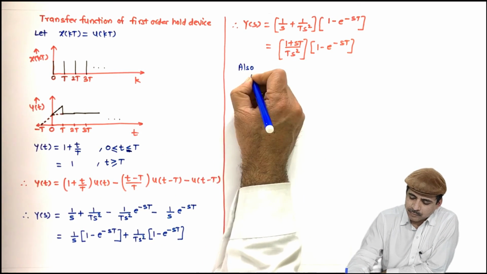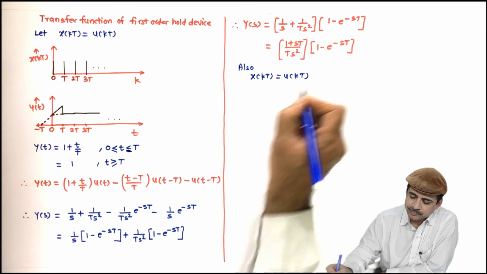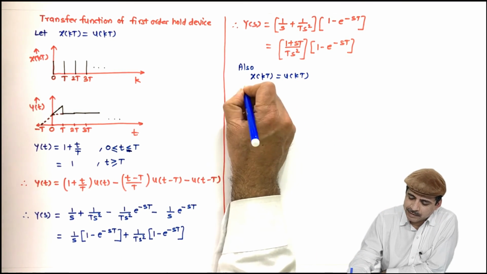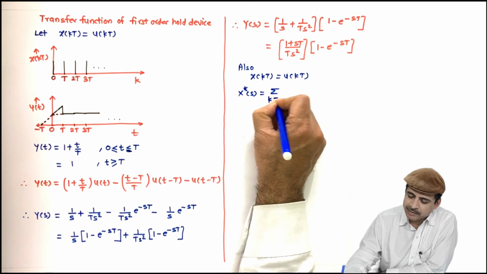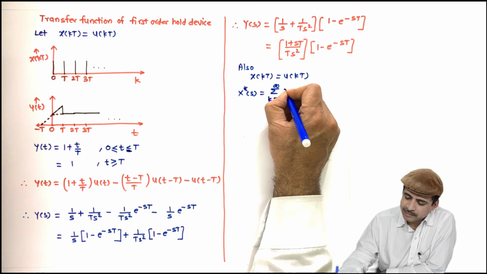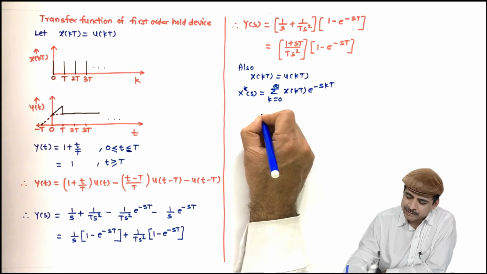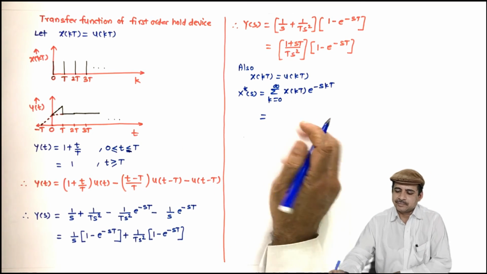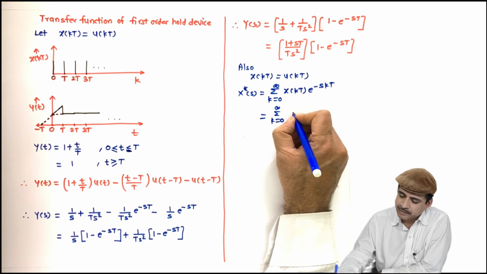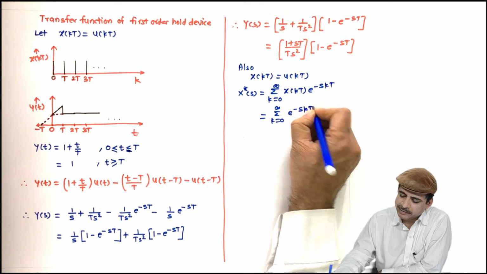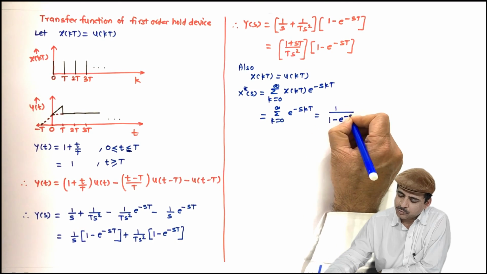Also, what is x of kT? x of kT is u of kT. So x star s is the Laplace transform of x of kT, which is given as summation k equal to 0 to infinity x of kT e raised to minus skT. We have done this in the last class. x of kT is 1, so it is equal to summation k equal to 0 to infinity e raised to minus skT, and that is equal to 1 upon 1 minus e raised to minus sT.